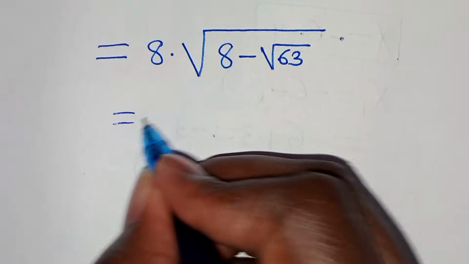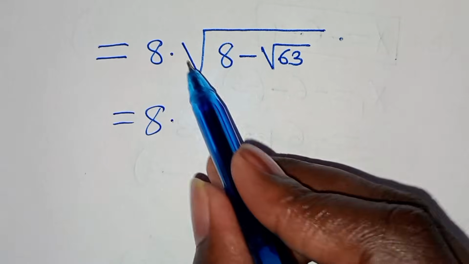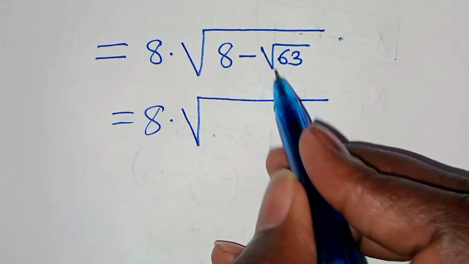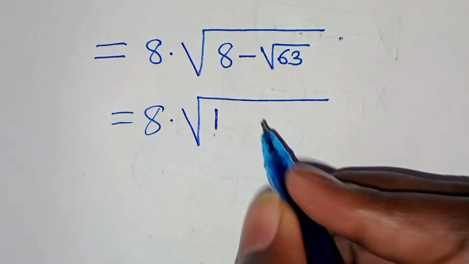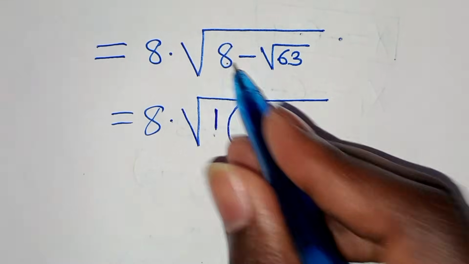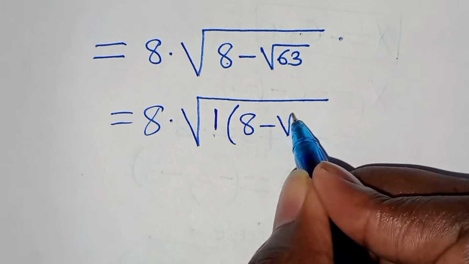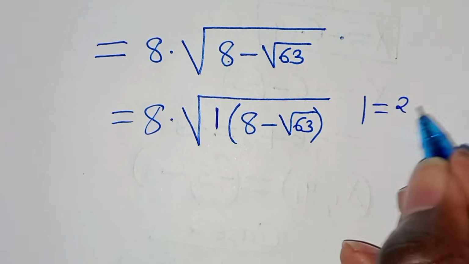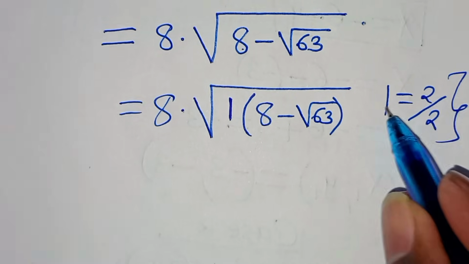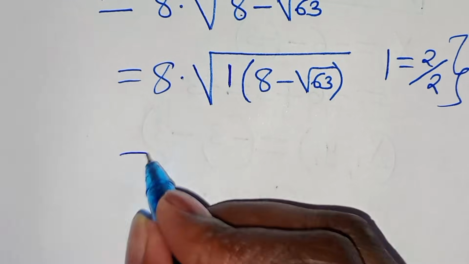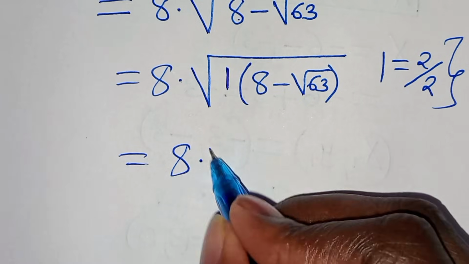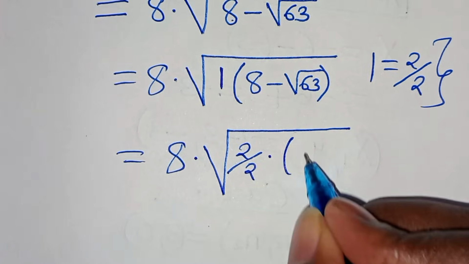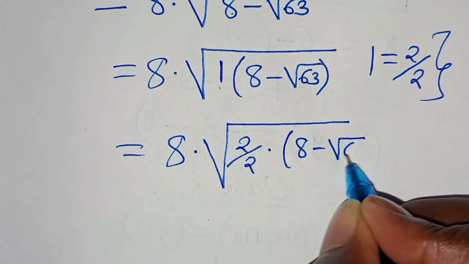Now here we have 8 multiplied by, we can express the square root. Now this is the square root of 8 minus square root of 63. We have 1 is common here, so it's 1 into the parenthesis. This is 8 minus square root of 63. We can express 1 as 2 over 2. So let's substitute 1 with 2 over 2. And this means that we have 8 multiplied by square root of 2 over 2 multiplied by 8 minus square root of 63.